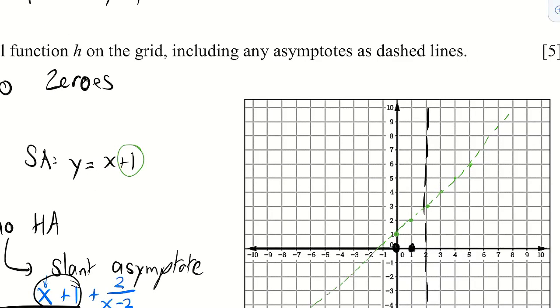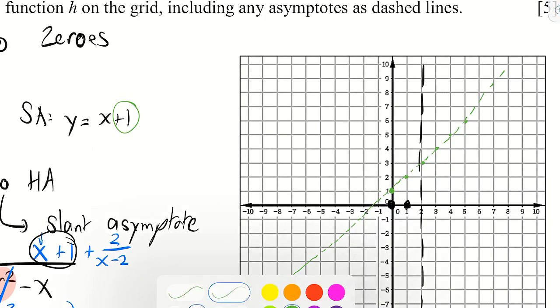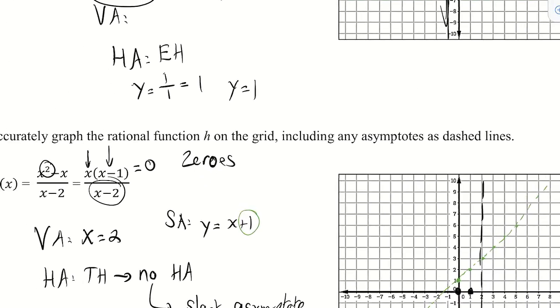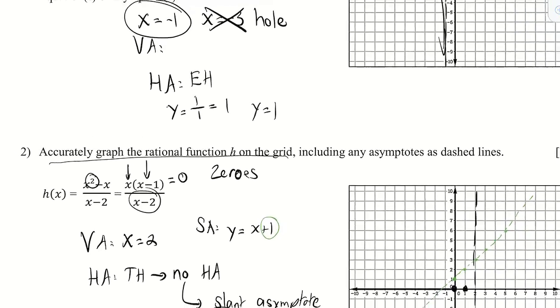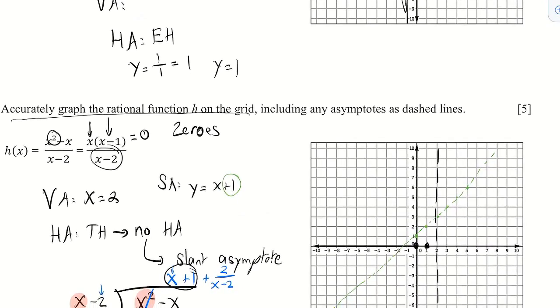That's going to stand for that problem. Now, what ends up happening here is that we end up getting some type of graph. So it says, accurately graph the rational function h on the grid. So I'm going to try and do the best that I can. There's never going to be anything perfect for this.